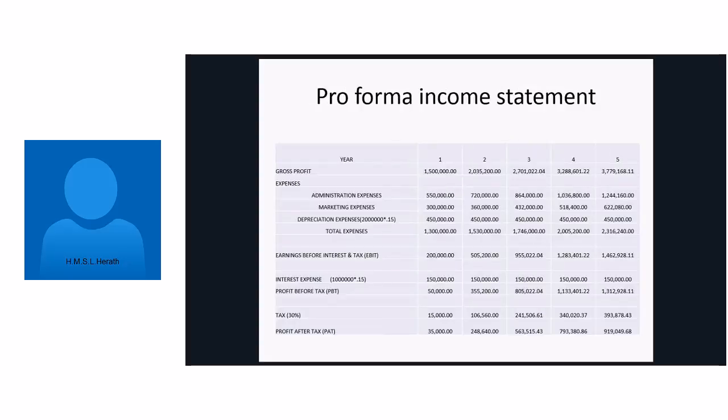Then I have the pro forma income statement. Previously calculated gross profits are used here to calculate the earnings before interest and tax. Here the interest expense is the bank loan interest, for a loan of 1 million at a rate of 10%. After the 30% tax deduction, I have the profit after tax for the 5 years.